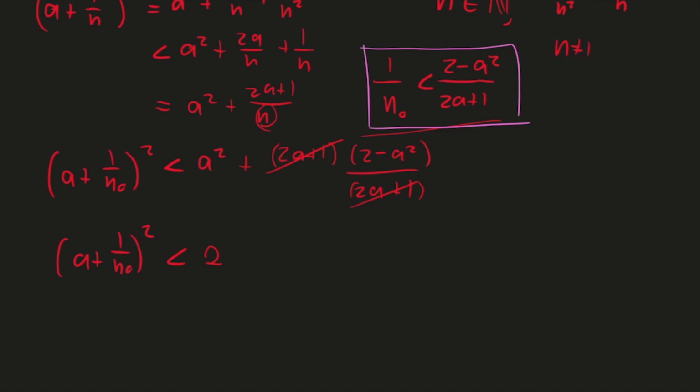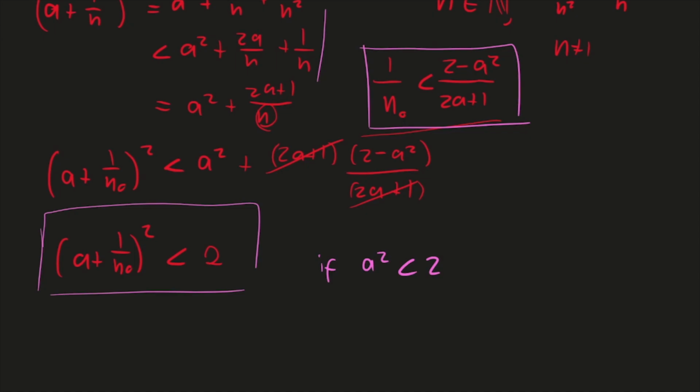But what we've done here, in picking this value of 1 over n naught and through our algebra over here, is we've shown that if a squared is less than 2, then there exists some other number, say b, equal to a plus 1 over n naught, such that b squared is less than 2 and a is less than b. Hopefully you can see that b is bigger than a, because 1 over n naught is going to be positive.